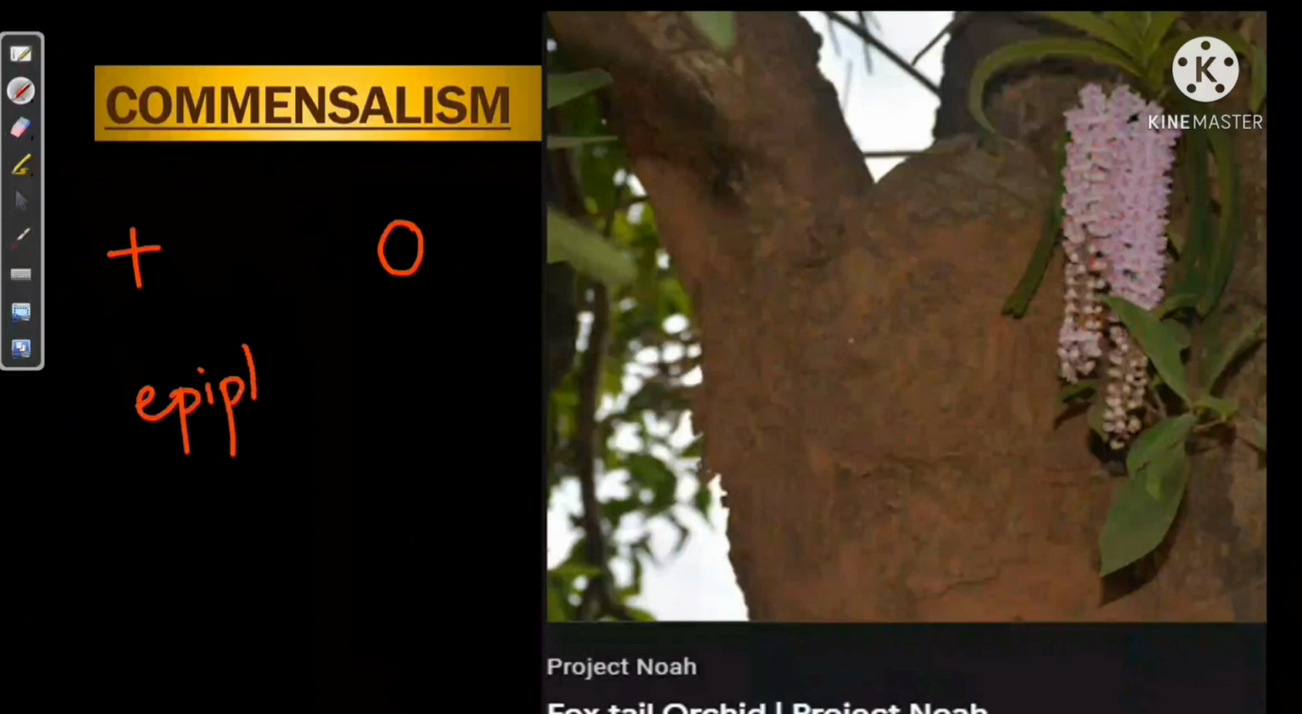Epiphyte means they need the support of the tree. They are not parasites, they just need the support of a tree to cling on because they have their own chlorophyll, so they can prepare their own food. So just they want an attachment. So in this case, the orchid gets the benefit, so it's positive, and the tree on which it is clinging on to is neither getting benefit nor it is harmed.